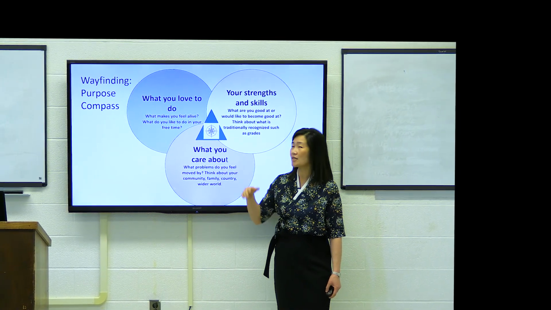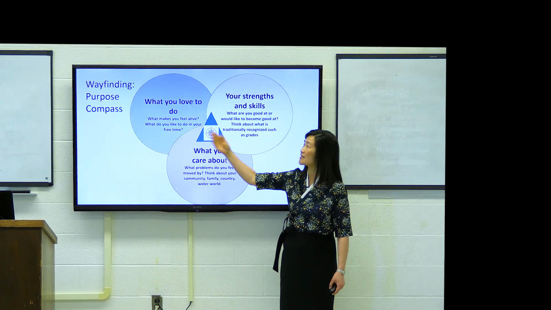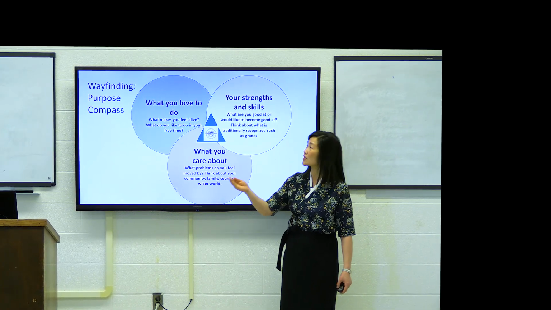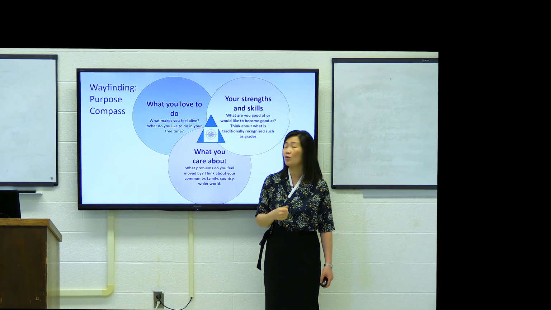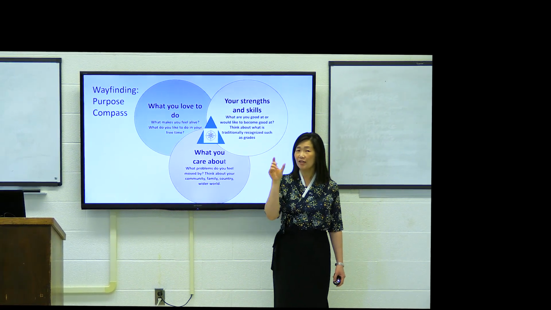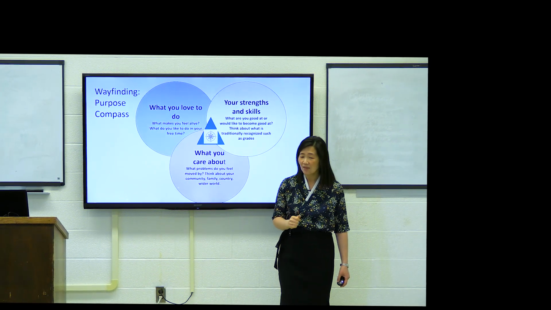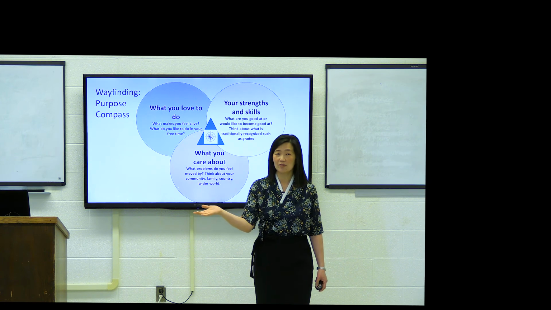So what you do is you get a stack of Post-its with 3 different colors. The first color, let's say blue, you're going to write all those items that you love to do. So what makes you feel alive? What do you like to do in your free time? And for each Post-it, you're going to have one idea. So for example, you might say baking, next Post-it.